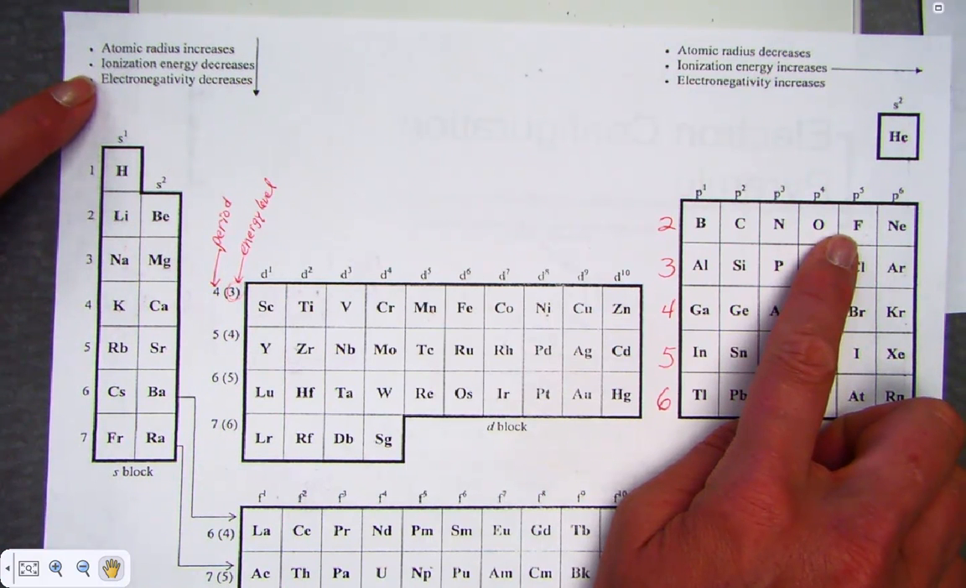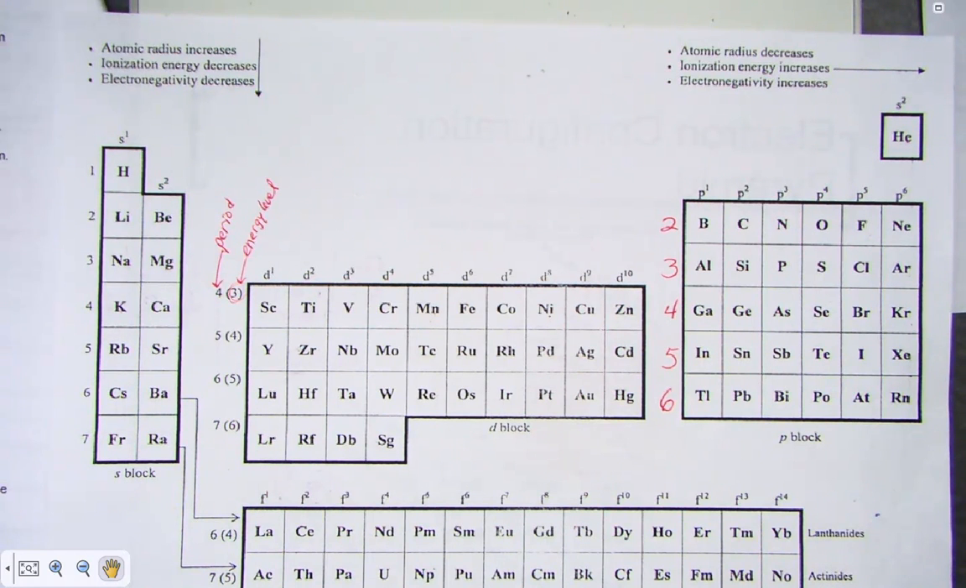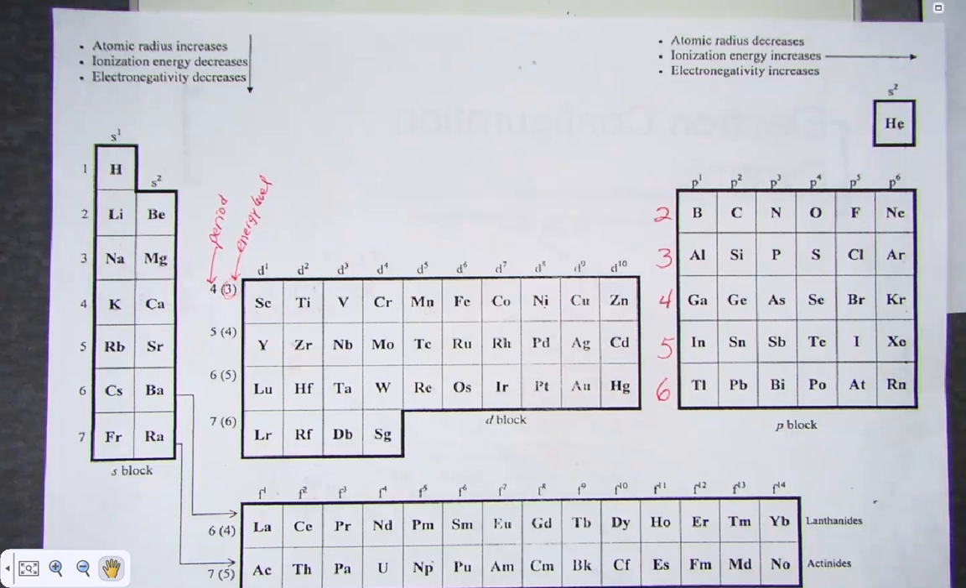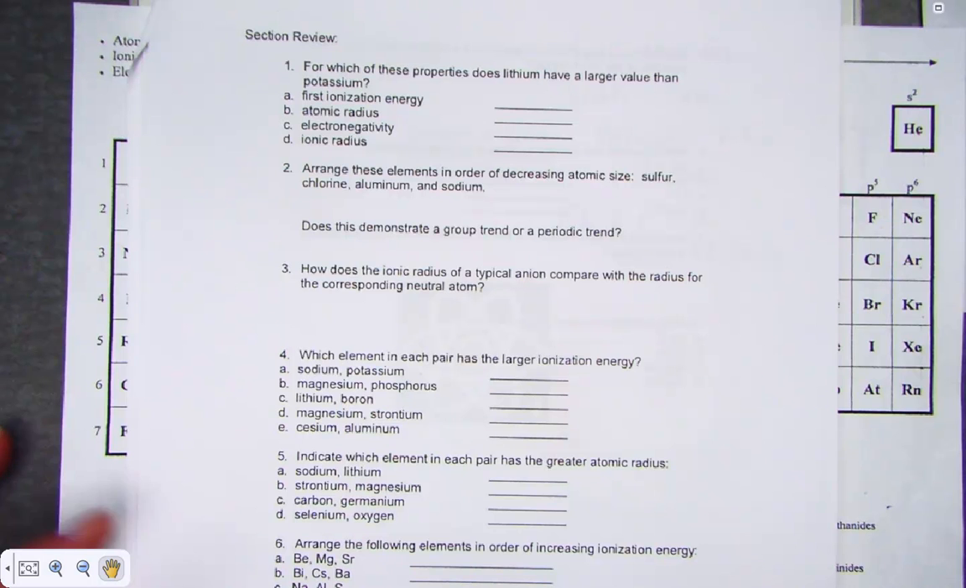Atomic radius, ionization energy, and electronegativity were the three periodic trends discussed in this section. The other periodic trend we talked about was really just the electron arrangement of the valence shell. Pause the video here and take a peek at your section review. When you've finished this, start the video again and check your work.